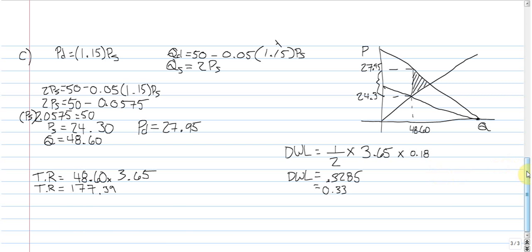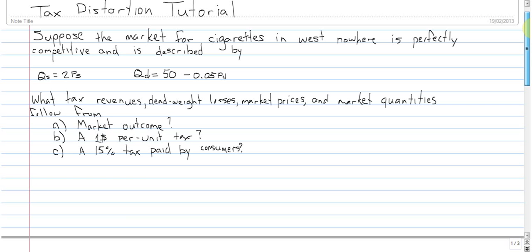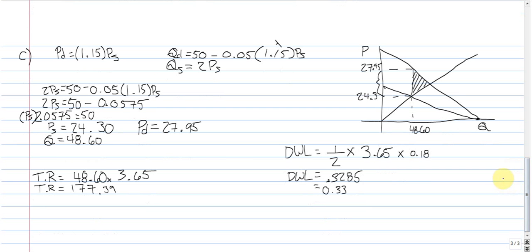And that's how you do this sort of problem. I think I've answered all the questions that I needed: deadweight loss, market price, market quantity, tax revenue. Okay, so there's the answer to that question, and I hope you enjoyed learning how to do this.